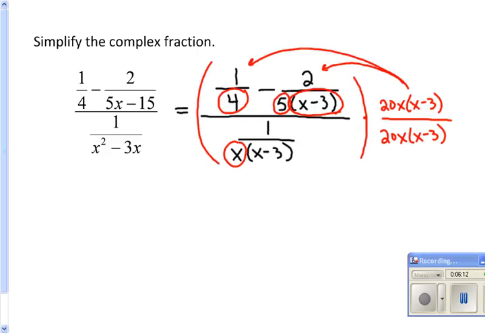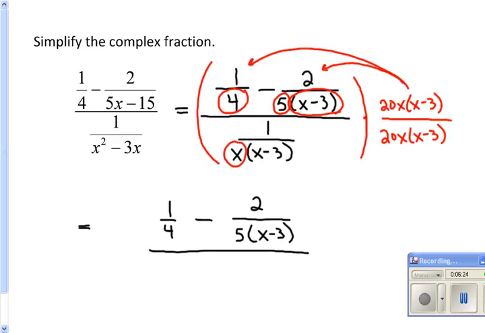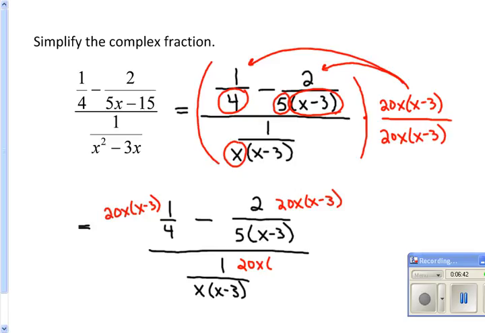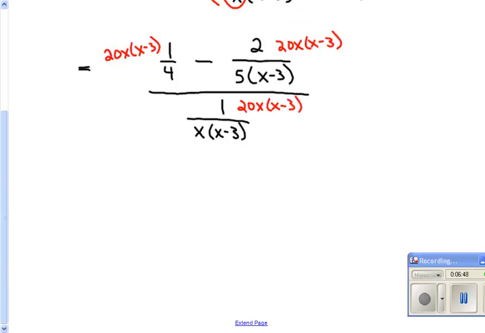Okay, so here's what my problem is going to look like. Let me just quickly write this down again. Okay, so again, remember that this is going to go to the top part of the problem. 20x times x minus 3, 20x times x minus 3, and 20x times x minus 3. All right. Now let's cancel out any common factors.